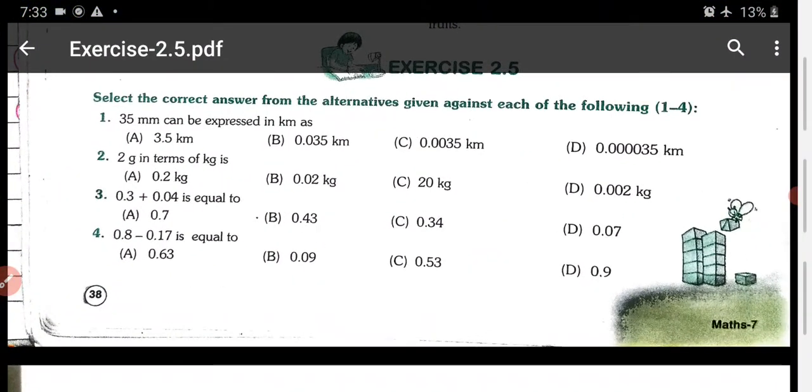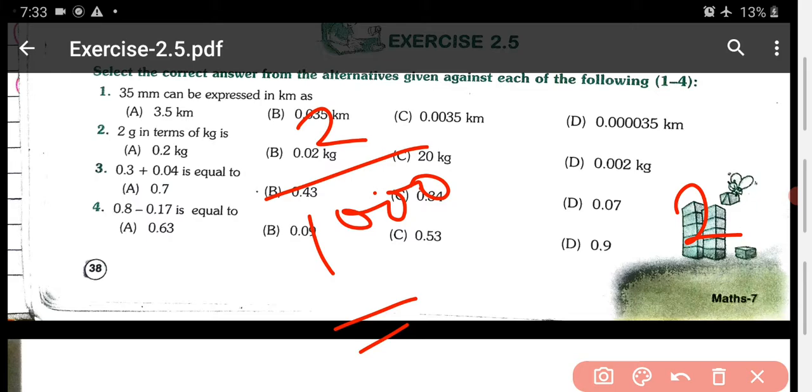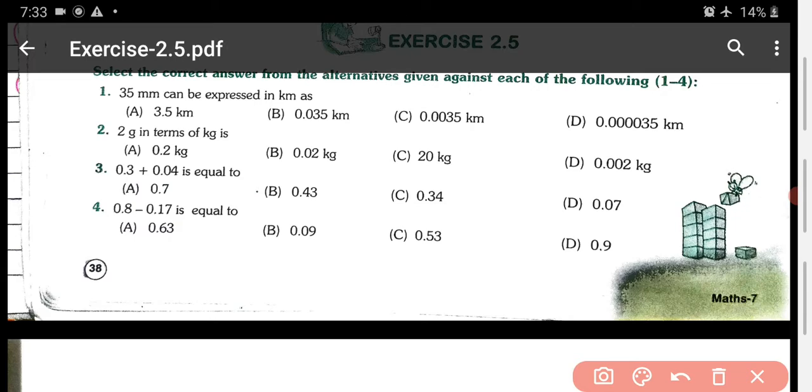So you have to divide this 2 by 1000. When you divide, write 2, you have to put the decimal after 3 digits. So 1 digit is already present, 2, and then 3, then put your 0. It means 0.002 kilogram. Just look at the options. 0.002 is there. So option number D is correct. Here also option D is correct.